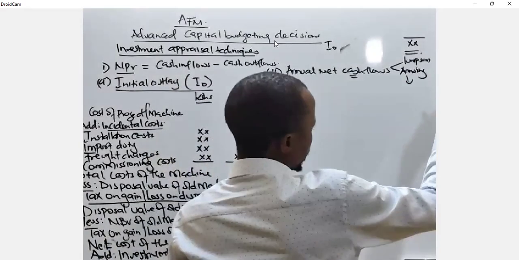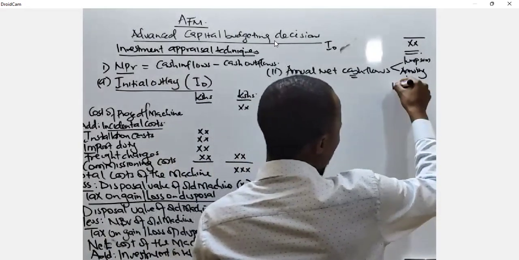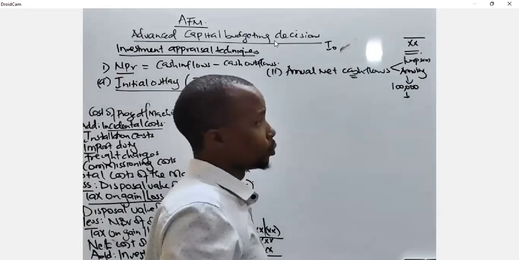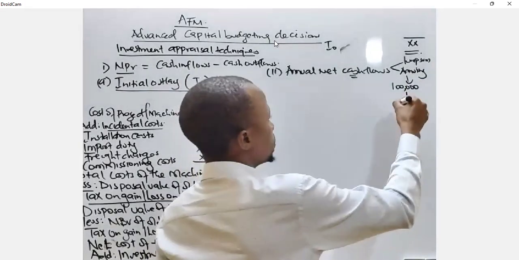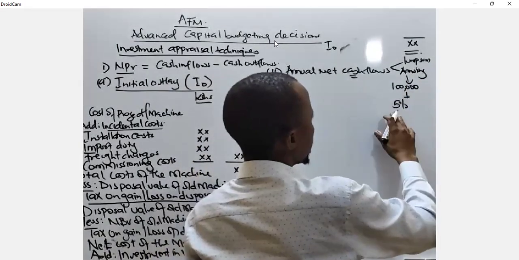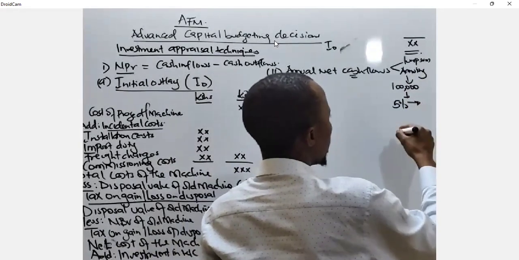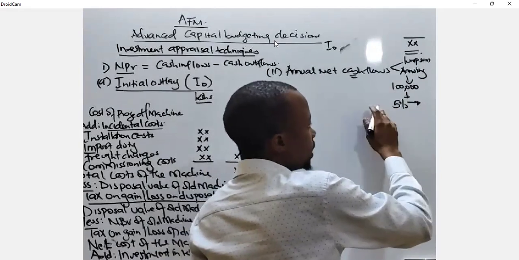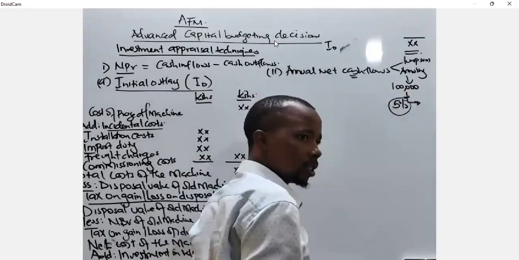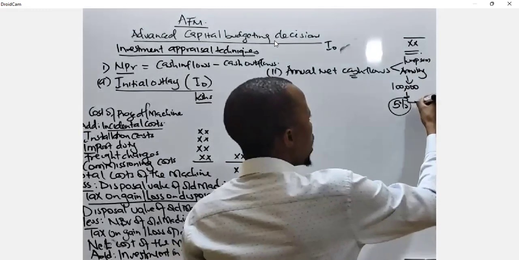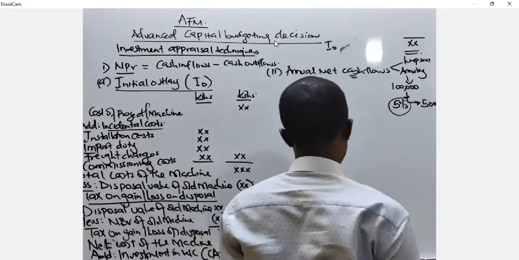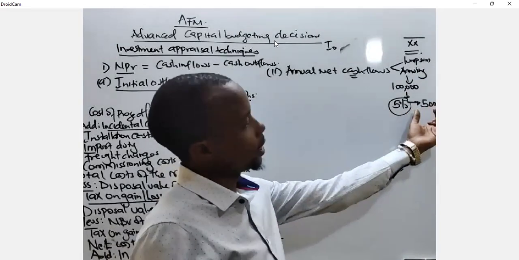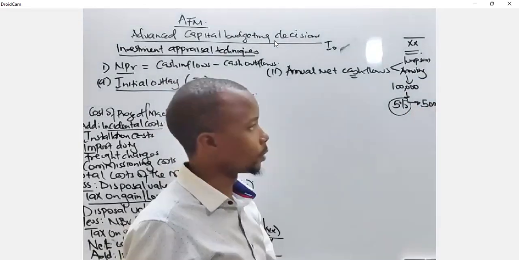Every year, for example, the principal amount is 100,000, and the interest rate which they are giving you is 5%. The investment is for 10 years and the interest rate is not changing. It means every year I am going to receive 5,000 shillings. This is the annuity for the 10 years.